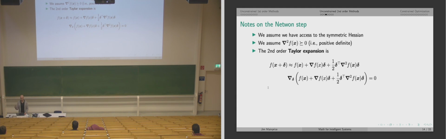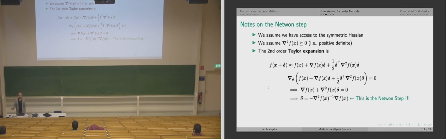Now, when we do this, the gradient with respect to x of f of x is going to be constant when we are deriving with respect to delta. And same thing with the Hessian. So solving that, we get that this thing is a constant. This thing is a first order with respect to delta. So that's what we get here. And this whole thing becomes the Hessian times delta. And then we get the Newton step again, but from a different angle.